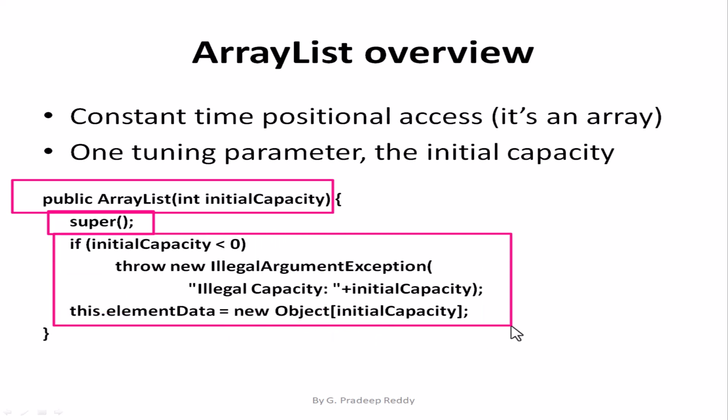Here you may use a syntax. If the initial capacity is less than 0, then it is going to throw an IllegalArgumentException. Next it is going to print the initial capacity. Next, this is a particular element which specifies the current object: this.elementData equal to new Object[initialCapacity].